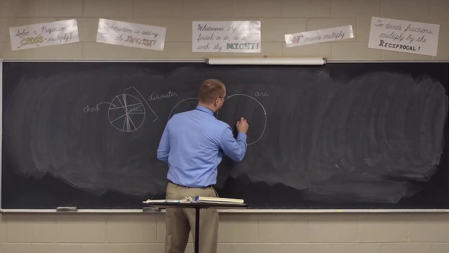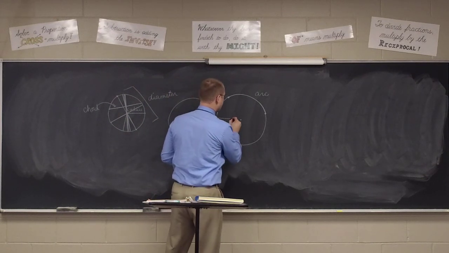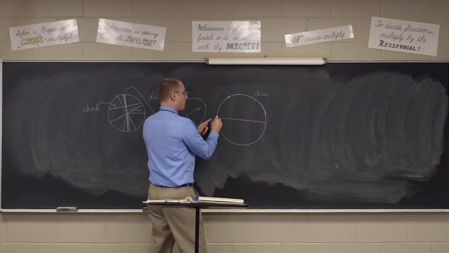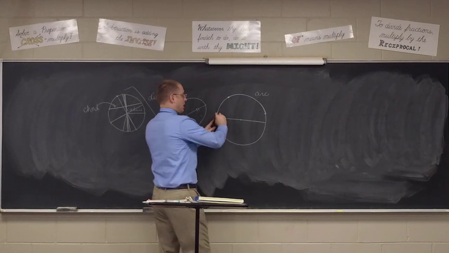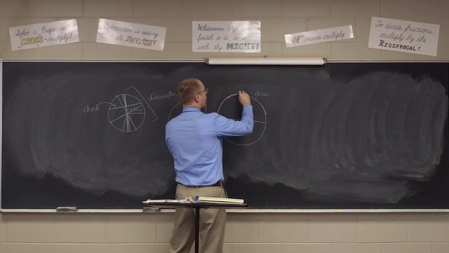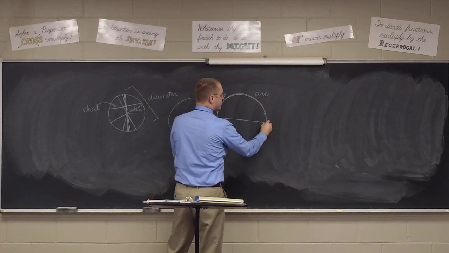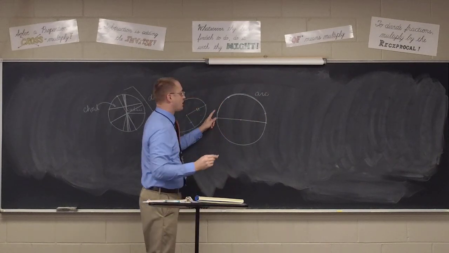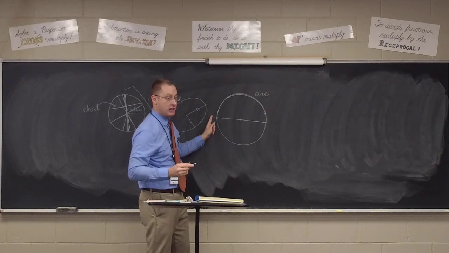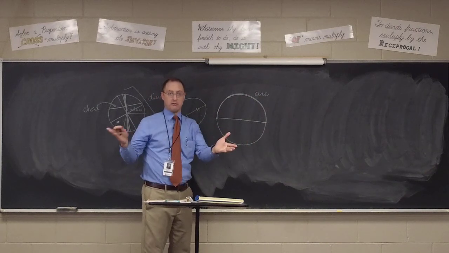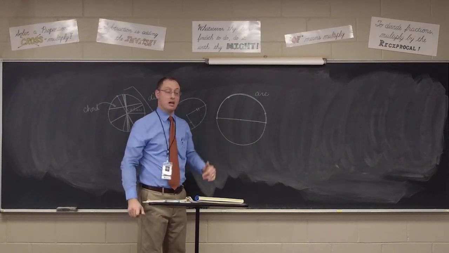Now, if you were to draw a diameter, and you were to start at one end point and take an arc all the way around to hit the next end point, you would have an arc that's exactly half a circle. I believe you know what we call that. A semicircle.